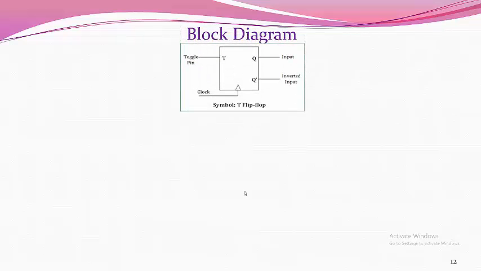This is the block diagram of toggle flip-flop in which this toggle pin is a single input to this particular flip-flop, with a clock signal to make the flip-flop respond. This Q and Q bar are the present outputs, which will be in complementary format. Now we will see the logic diagram and truth table of this toggle flip-flop.